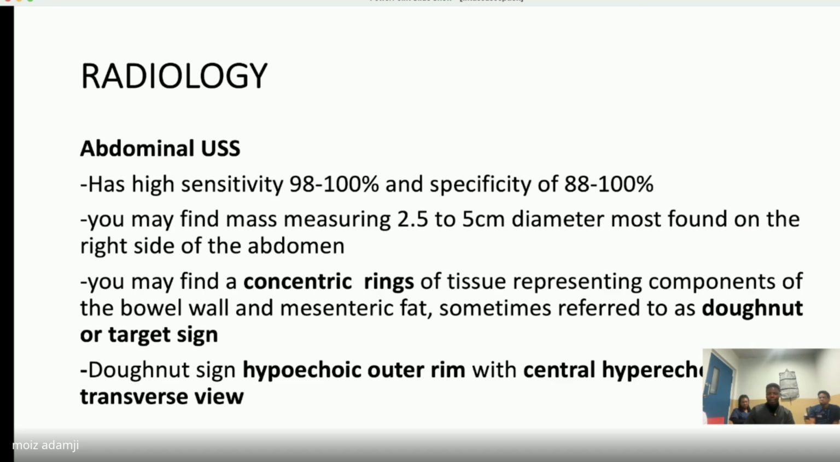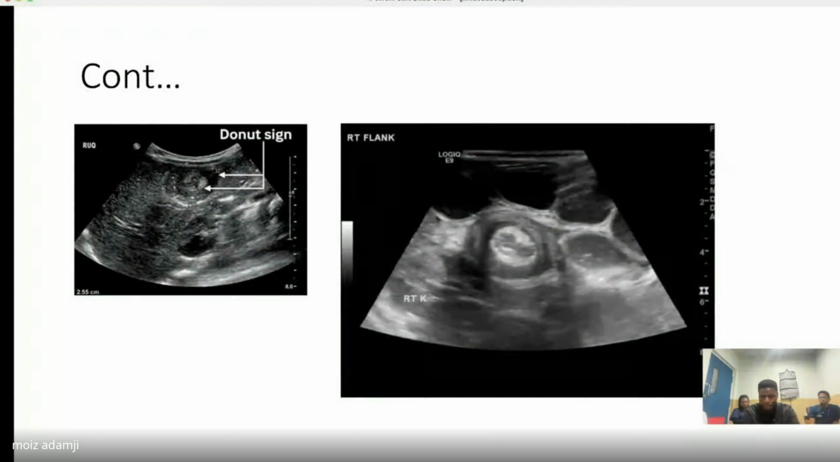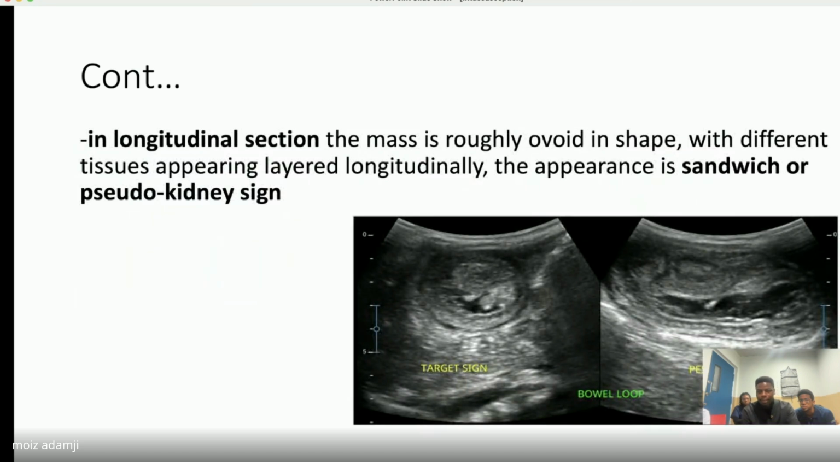The donut sign is a hypoechoic outer rim and a central hyperechoic area on the transverse view. So outside there is hypoechoic, and in the center there is hyperechoic, as we can see on the images. On the longitudinal section, the mass is roughly ovoid in shape, with the different tissue appearing layered longitudinally, and the appearance is the sandwich or pseudo-kidney sign.